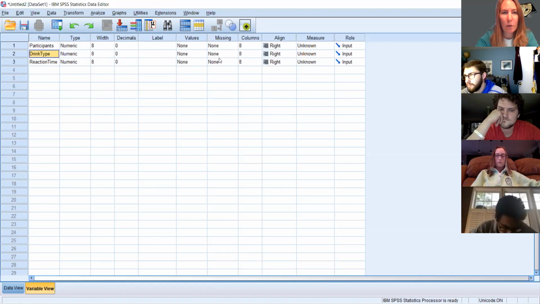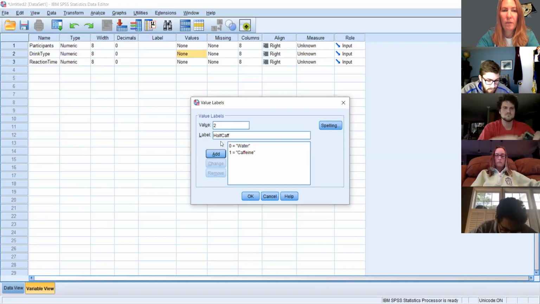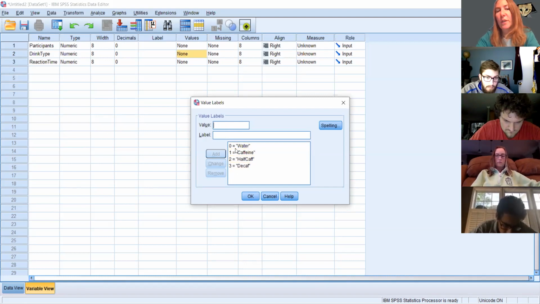Now for the drink type, because it's between, we need to assign the groups. So here I'll do 0 for water, 1 for caffeine, 2 for half caf, and 3 for decaf. This is called dummy coding, and you should always start with 0 when you do these. There are reasons for that, some statistical things you can do, but you should always start with 0 whenever you label your groups.